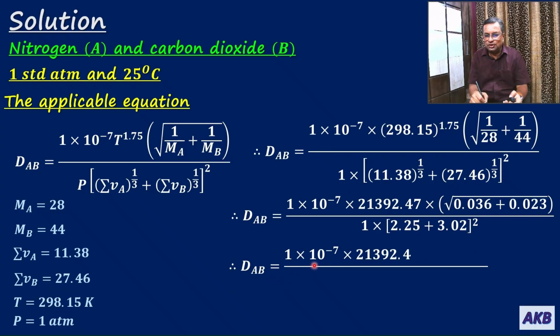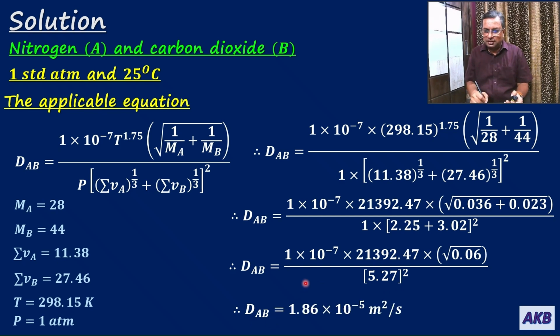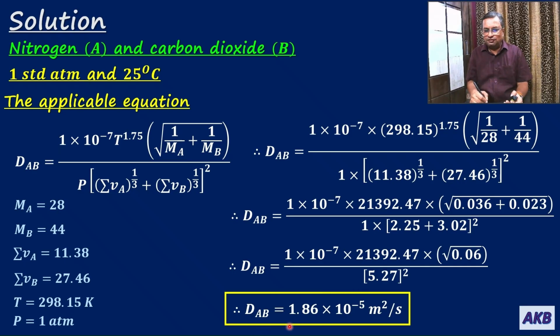Therefore, dAB will be equal to 1 into 10 to the power minus 7 into 21392.47 into under root of the summation of these two, 0.06. Summation of these two is 5.27. So it is 5.27 square. Therefore, dAB comes out to be 1.86 into 10 to the power minus 5 meters square per second. So for the gas mixture of nitrogen and carbon dioxide at 1 standard atmosphere and 25 degrees Celsius, the diffusion coefficient is 1.86 into 10 to the power minus 5 meters square per second.